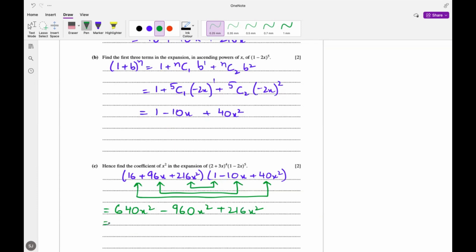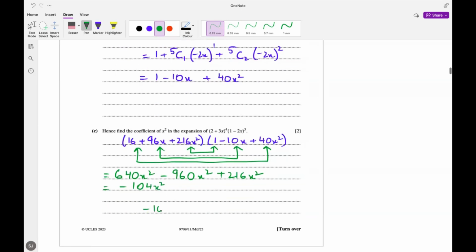Simplifying this, 640 minus 960 plus 216, so the final answer will be negative 104x squared. As they're just asking us for the coefficient, we can write our answer as negative 104, which will be our final answer.